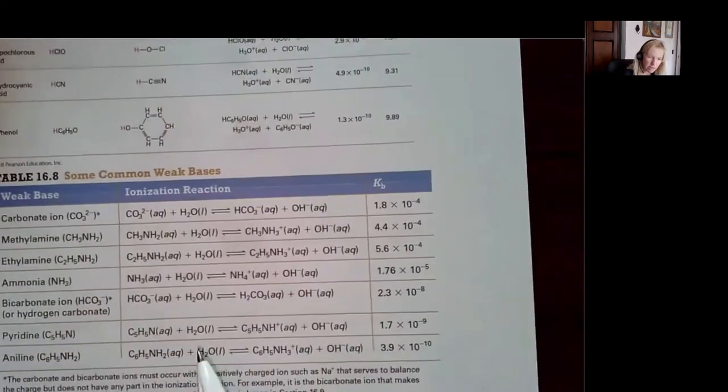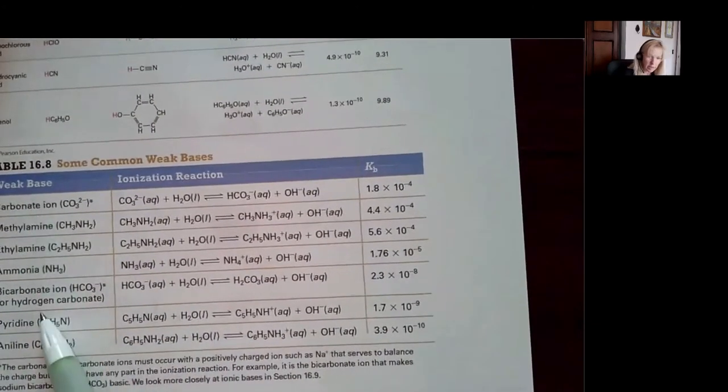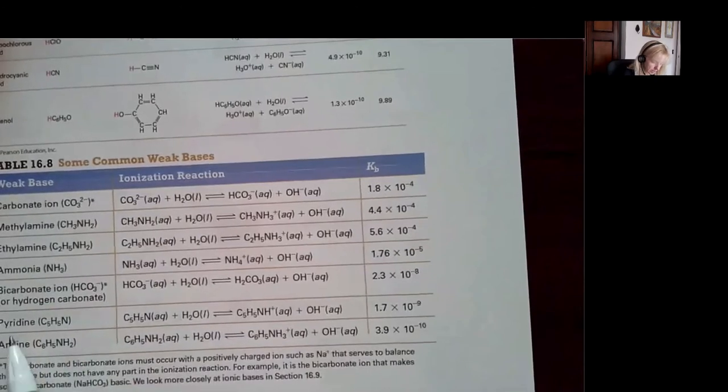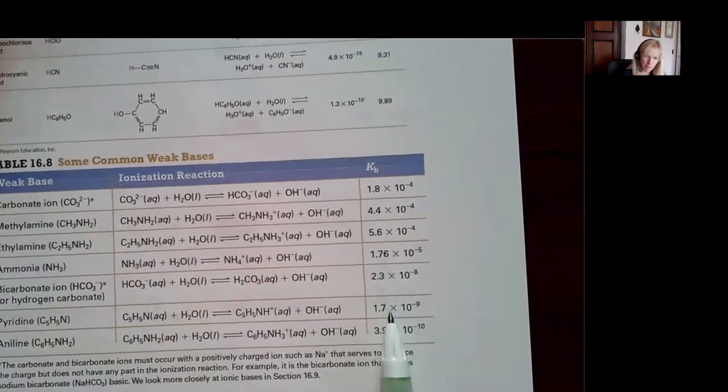The same thing here with some weak bases. So these are all weak bases. They're probably not things that you would think of as a weak base, like pyridine and ethyleneamine. And so this also is going to give you the Kbs for those.